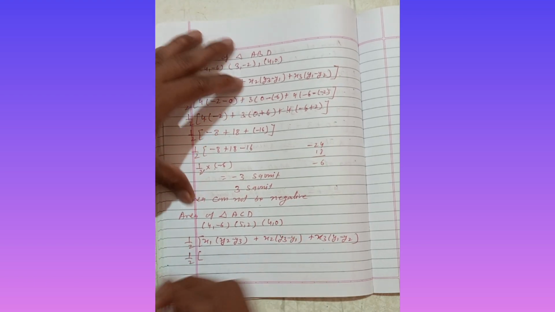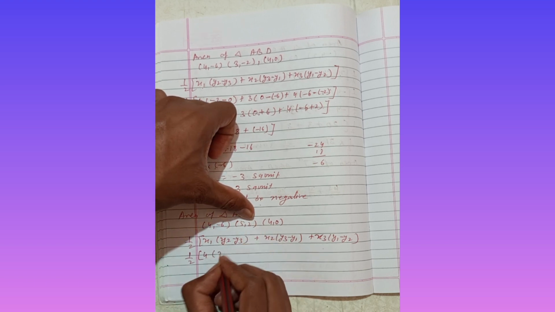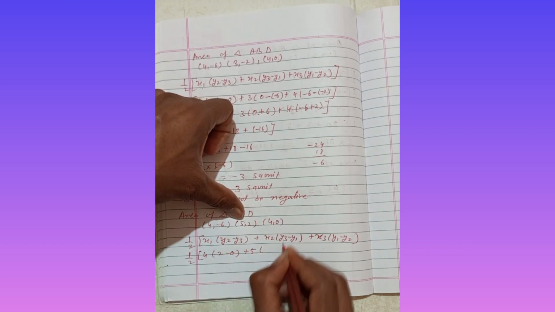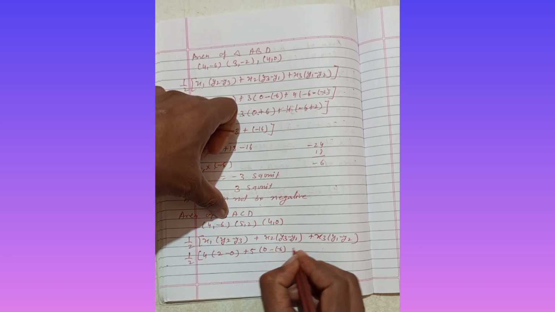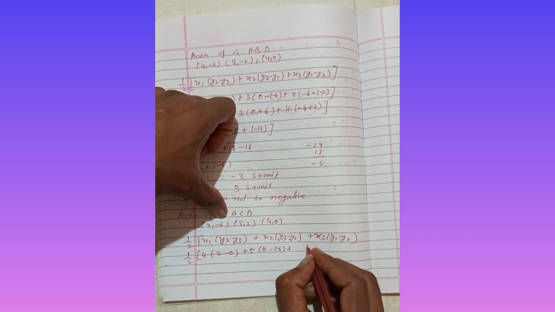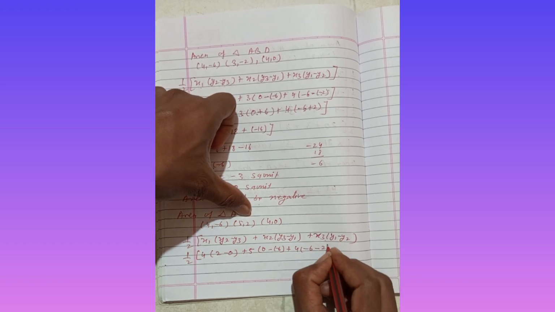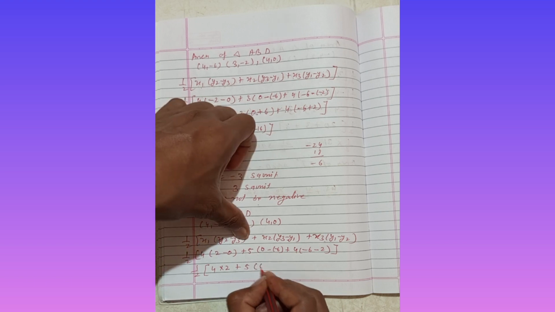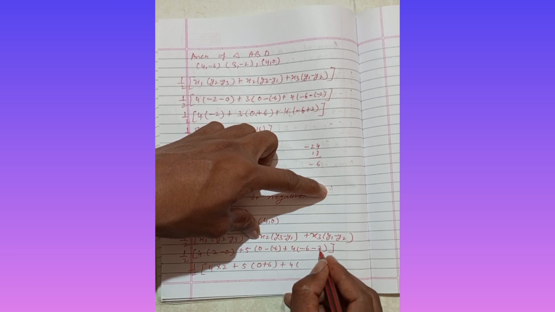1 by 2 into x1, which is 4, y2 is 2, minus y3, which is 0, plus x2, which is 5, into y3, which is 0, minus y1, which is minus 6, plus x3, which is 4, into y1, minus 6, minus y2, which is 2. We can write it like this: 1 by 2 into 4 into (2 minus 0), which is 2 only, plus 5 into (0 plus 6), plus 4 into (minus 6 minus 2), which is minus 8.